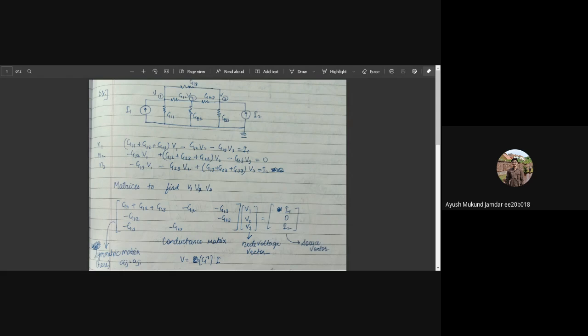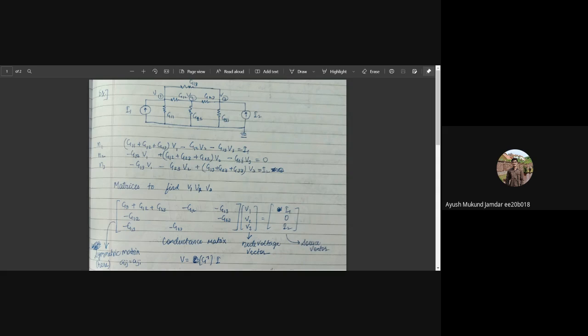Similarly, on writing the equation for the second node, we should get (V2 minus 0) times G22 plus (V2 minus V3) times G23 plus (V2 minus V1) times G12, equal to 0 because there is no other current involved in this node. That gives us the second equation. On rearranging, I should get minus G12 times V1 plus (G12 plus G23 plus G22) times V2 minus G23 times V3 equals 0. Similarly, we write the nodal equation for the third node.